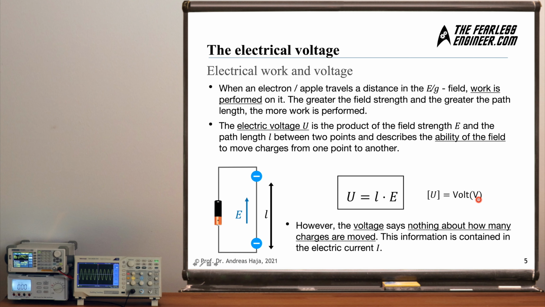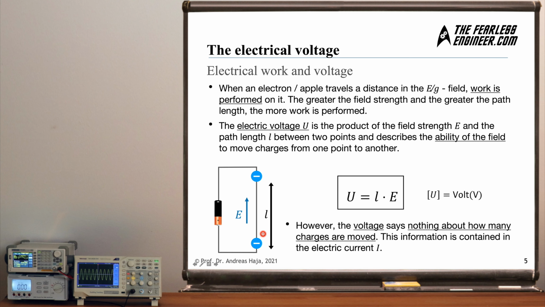What you have to keep in mind is that even though we can describe a loss of energy by using the concept of voltage, the voltage says nothing about how many charges are moved. In the example, we have only considered a single charge, but obviously this relationship also holds for 10 billion charges. So the concept of voltage does not take into account the amount of charge that's losing potential energy. It only shows us, based on the length over which electrons move and on the strength of the electric field, how much energy is lost for each individual charge. And the information about the amount of charges is contained in the electric current I.